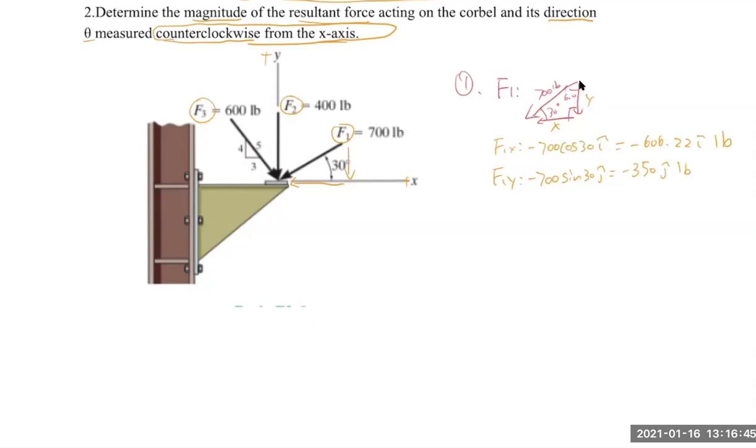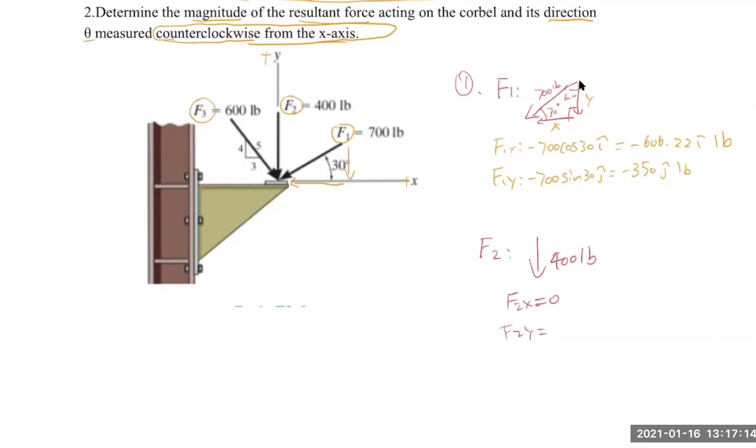Let's move on to our F2. Just right here, F2. F2 is very simple. There's no component force acting on its x axis, so there's only one force, 400. Just that. So F2x is equal to 0. F2y is equal to 400.